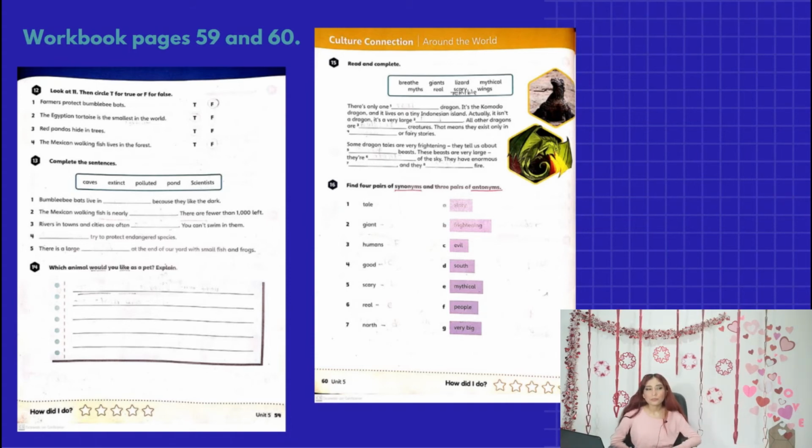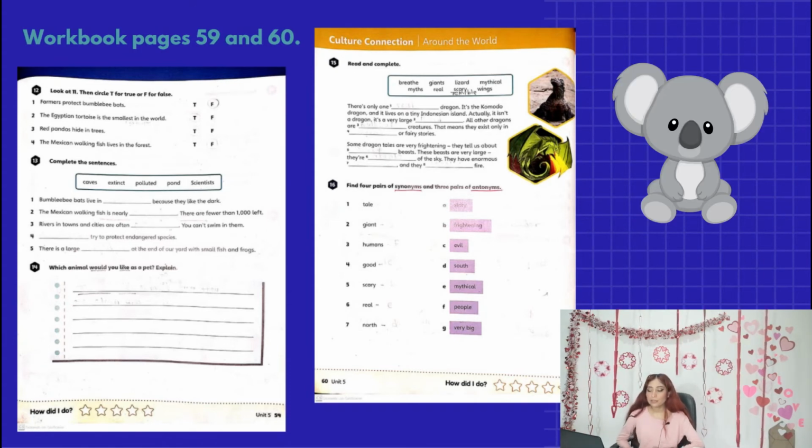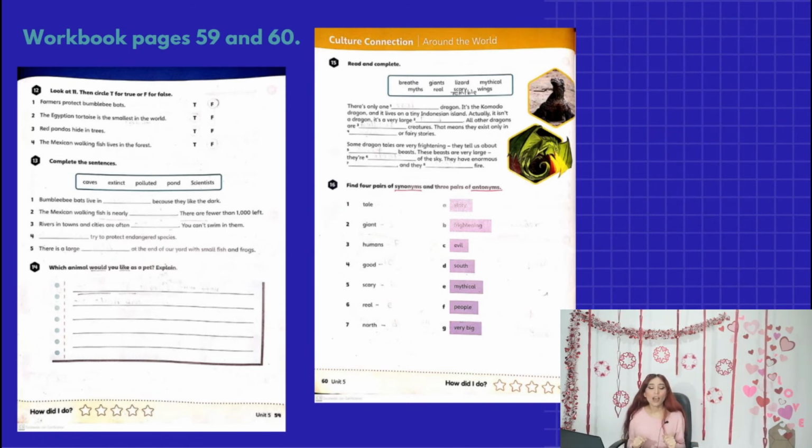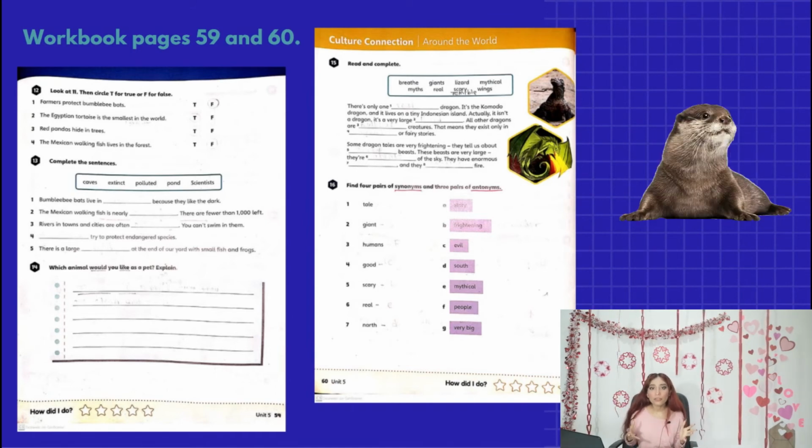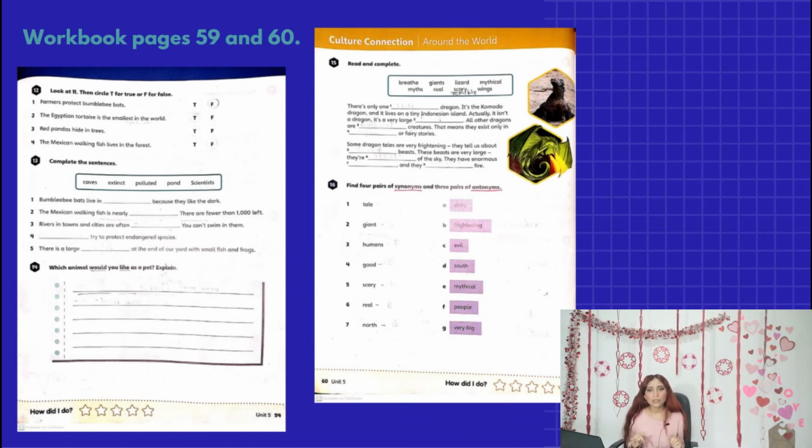Explain it. For example, I would like to have, I think, a koala, because I think koalas are cute, are furry, are intelligent, are fun, etc. Or for example, I would like to have an otter as a pet because I think they are pretty cute, they are funny, they are amazing, intelligent, etc. Or you can find information about this animal on the internet. You can choose another animal, a wild animal that you want. Remember, it's just an activity.